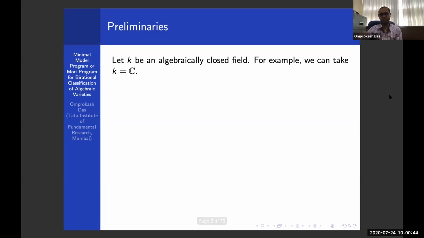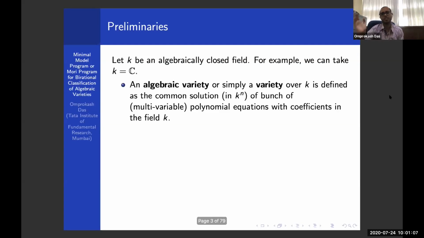I'll start very simply. Everything that we'll talk about here will work over an arbitrary algebraically closed field. So I wrote here, for example, take the complex numbers, but you can take the algebraic closure of a finite field. So it will work over positive characteristic as well, almost all of the results. I'll be more specific where some results work only in certain characteristics.